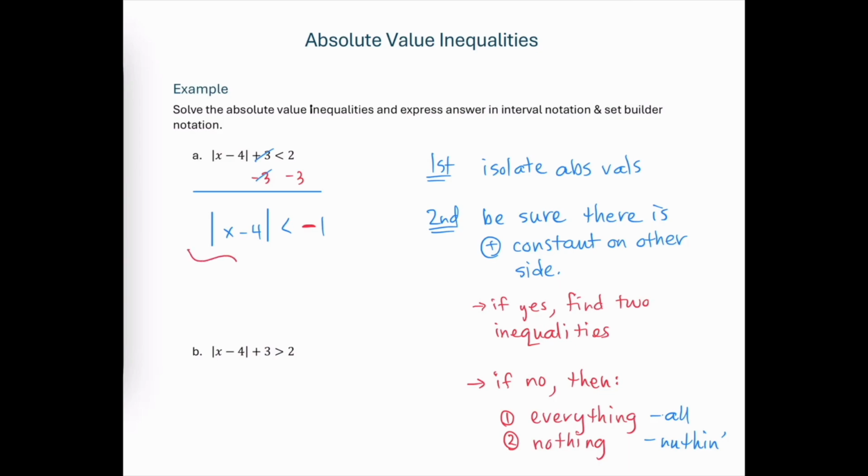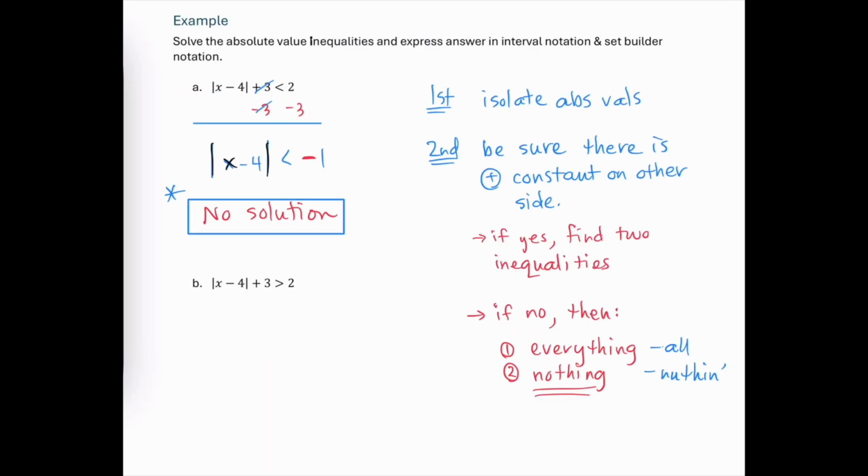The output of an absolute value expression is always going to be a positive quantity. No matter what we plug in for x, once we subtract 4 and then take the absolute value, it yields a positive quantity. Now, a positive quantity is not going to be less than a negative quantity. And so this must be the situation where nothing works. So we'd say there's no solution. There is no x value that makes the output of this left-hand side, which is positive, less than a negative quantity. So how about here in part B?